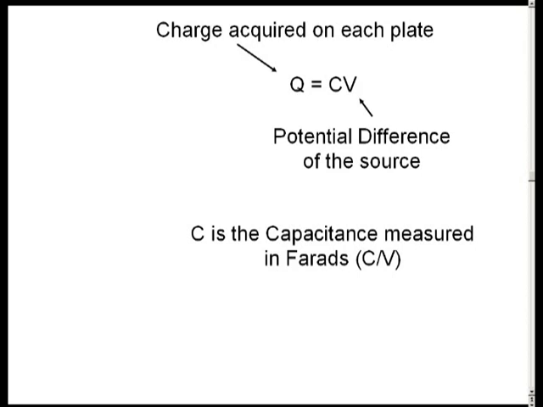Now C is called capacitance, and the capacitance comes with your capacitor. If you look on the capacitor, it's stamped on the side. This is 100 microfarads. Farads are the units that the capacitor is measured in. The capacitance for a particular capacitor cannot be changed. However, you can make a capacitor with a different size that has a different capacitance.